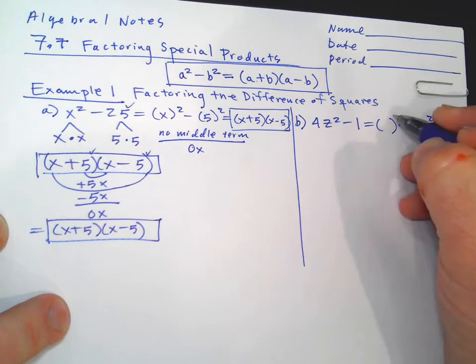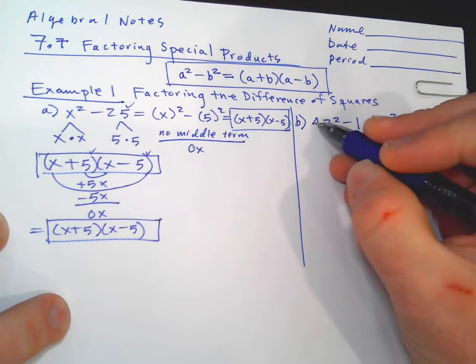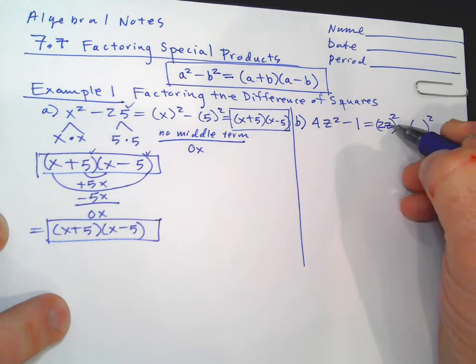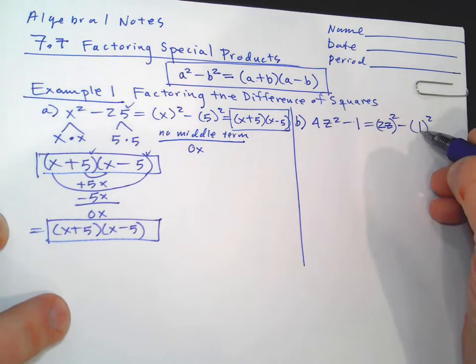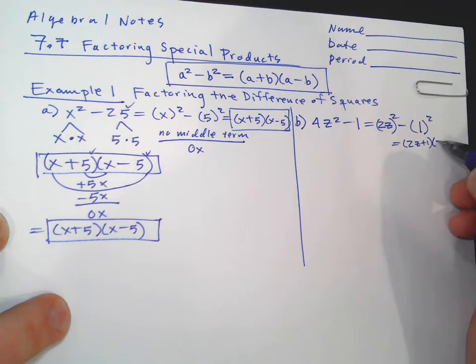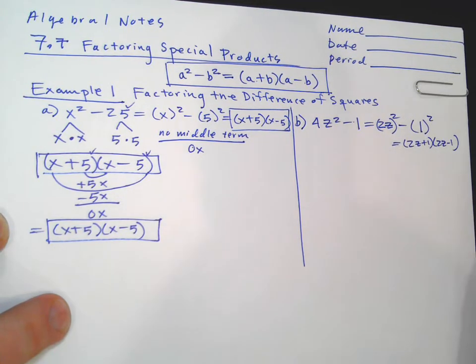The challenge is, what do you square to get this? And you say, well, what do you square to get 4? 2. What do you square to get z squared? Z. What do you square to get 1? 1. And then you'd say, okay, well, that's 2z plus 1, 2z minus 1. You could do it like that.